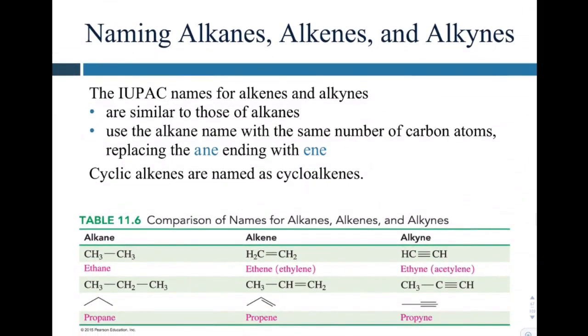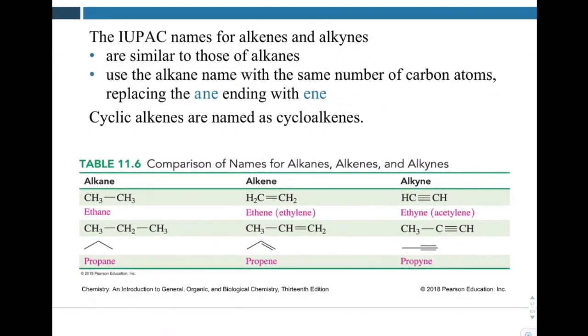So if we're naming these, we're going to use this ending. So for all alkanes, we used an ane ending. For alkenes, we're going to use an ene ending. And for alkynes, we're going to use an yne ending. Then you also are sometimes going to have to tell me where the double bond or where the triple bond is because it's got lots of possibilities. Now, for propane, propene, and propyne, and ethane, ethene, and ethyne, there's only one place the bond can be, and it's always on carbon number one.